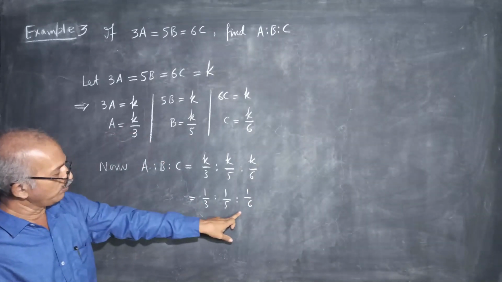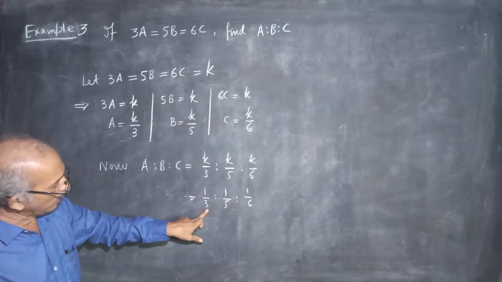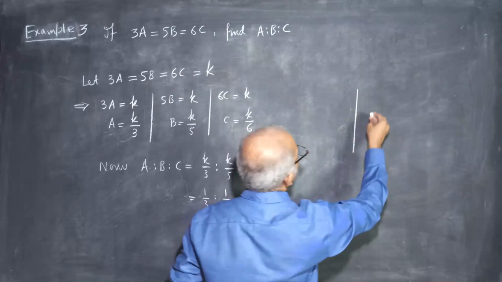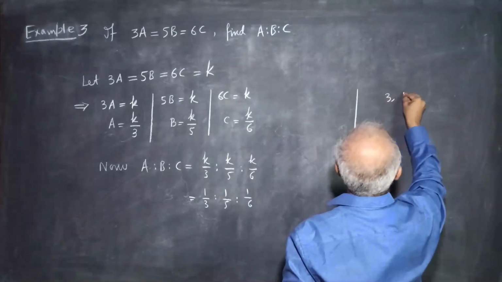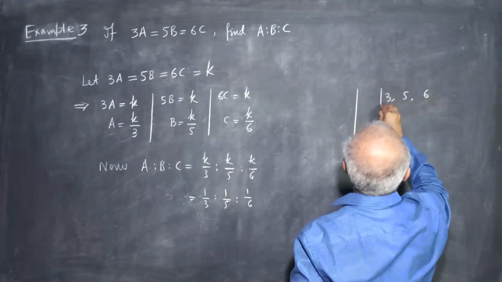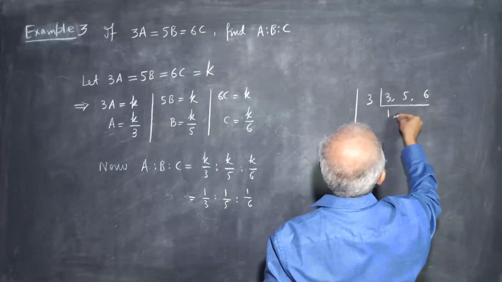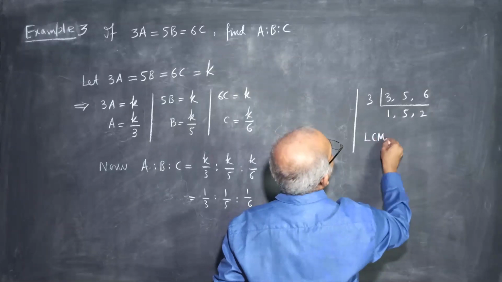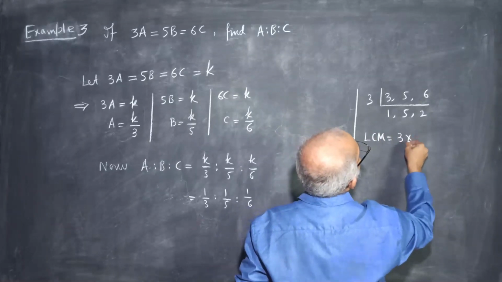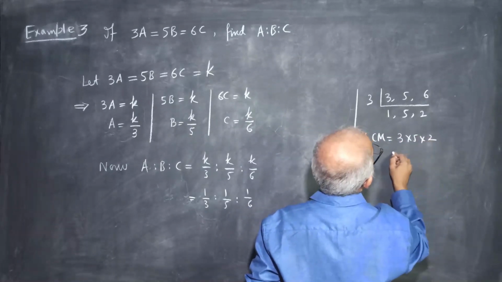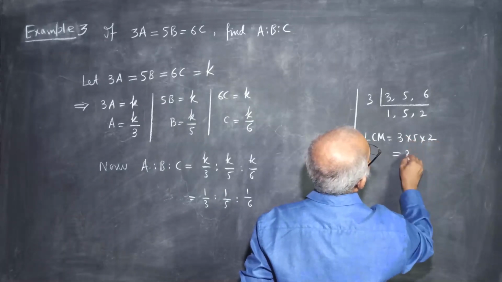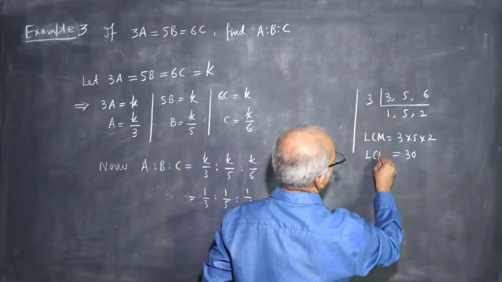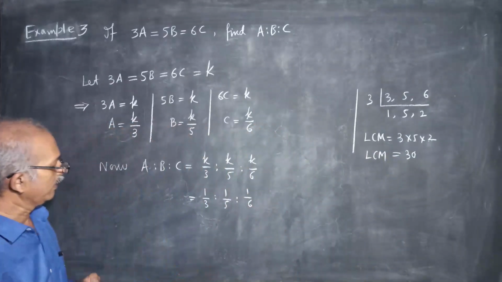Now the ratio is in fraction form. So we shall consider the denominators 3, 5, 6 and we shall take the LCM. We shall go to the margin. See, 3, 5, 6. 3 ones are 3, 5, 3 twos are 6. Therefore, LCM is 3 into 5 into 2. 5 twos are 10, 10 threes are 30. So now we got LCM is equal to 30.